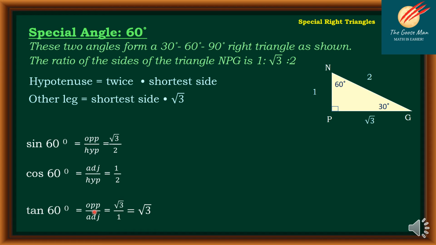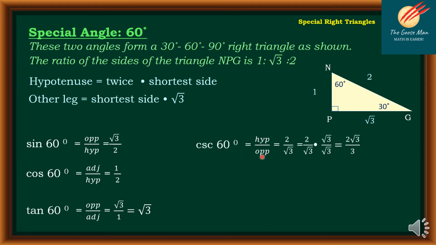Next, we have tangent 60 degrees. This is equal to opposite over adjacent. So the opposite is square root of 3 over 1, which is equal to square root of 3 in simplest form. Next, we have cosecant 60 degrees.